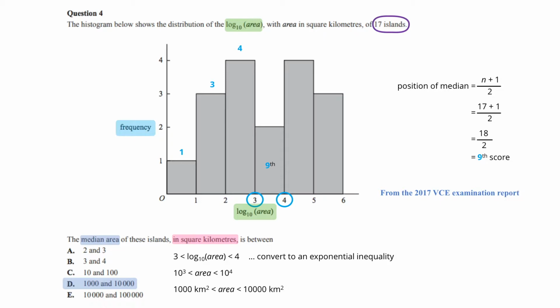From the 2017 VCAA examination report, 62% of students had the correct option. However, 22% of students had an incorrect option B. Why did this happen? Well, these students chose option B because of 3 and 4. They didn't convert log in base 10 of area to area.